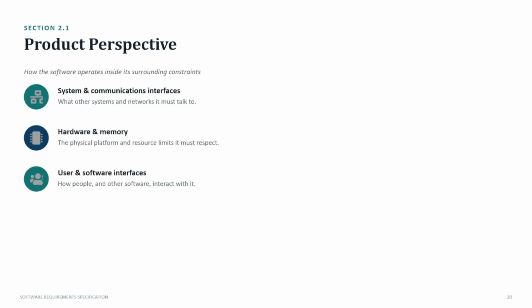So in product perspective, we will put system and communication interface, what other systems and required networks we must talk to, hardware and memory, what kind of hardware it is, what are the limitations of the platform that we are using, then user and software interface, how people and other software will interact with each other. That is the product perspective.